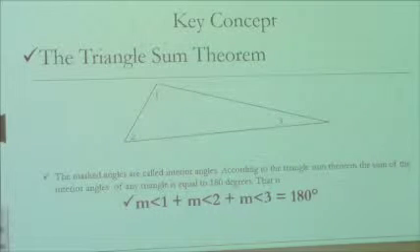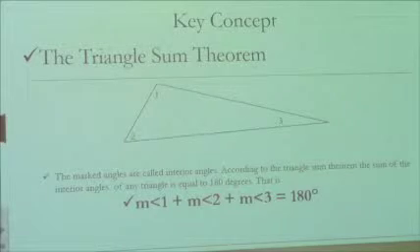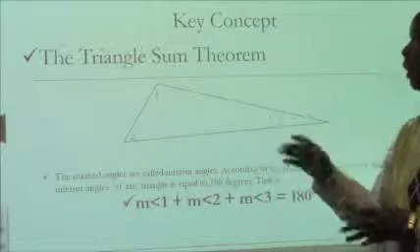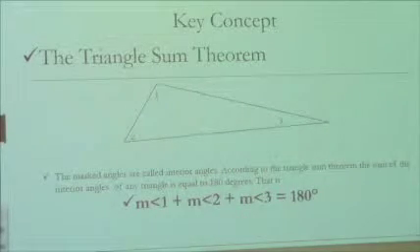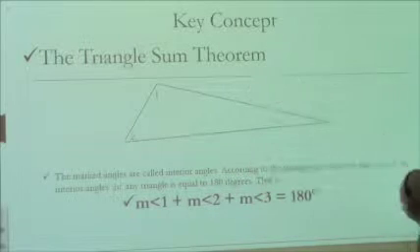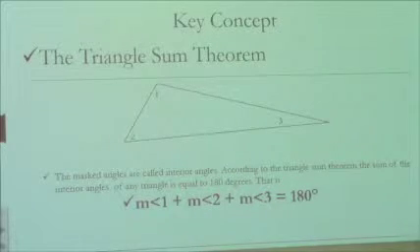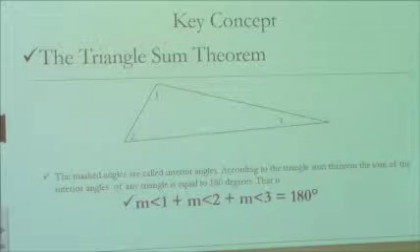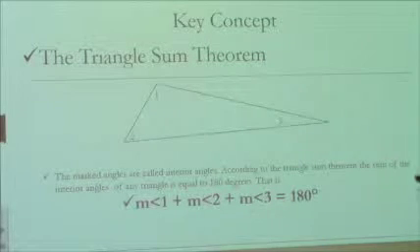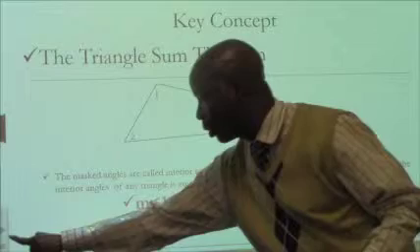One of the things that's going to be found here is that usually you might be given the measure of two angles and you want to find the third one, or you're going to be given some variable representation of the angles, and then you want to find the value of x and then subsequently find the measure of each angle. So let's go on to the next slide.